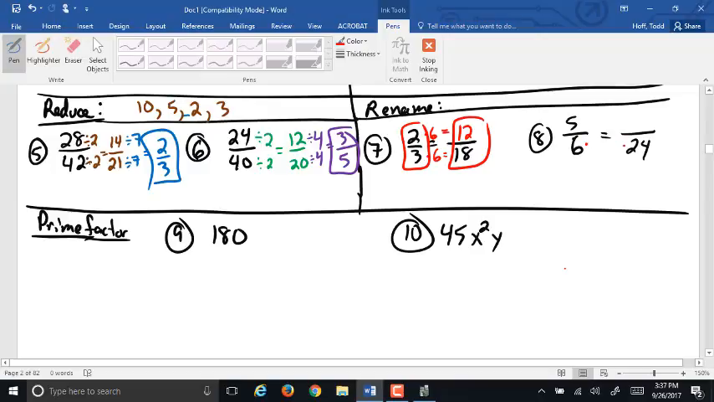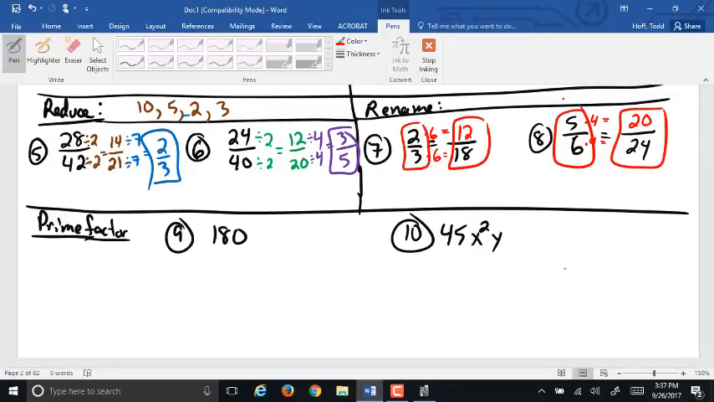Over here, what do we multiply the 6 by to make 24? 4. So what do we do to the 5? Times 4, which gives us 20. So 20/24 is equivalent to 5/6. Any questions there? How many of you have all 8 correct so far? Good.